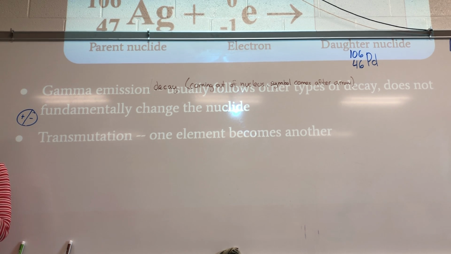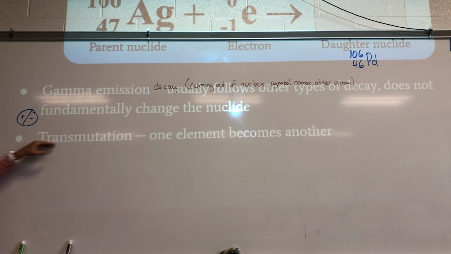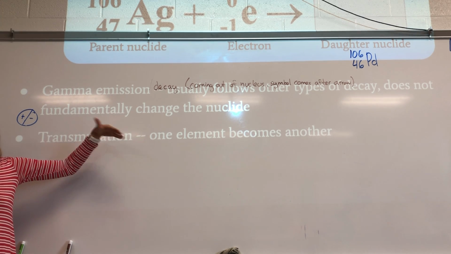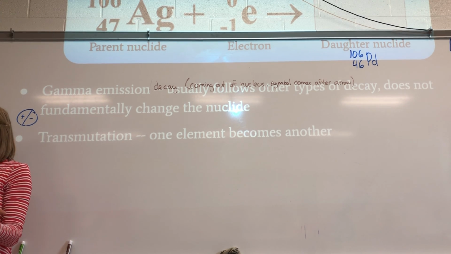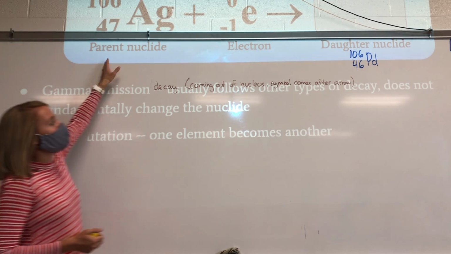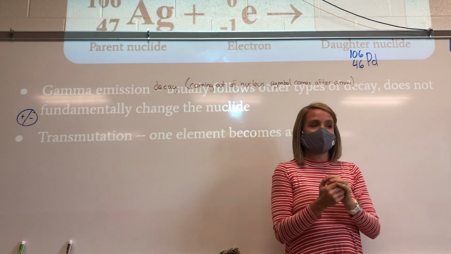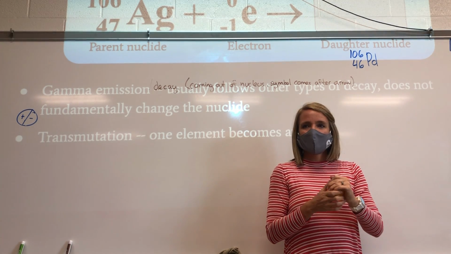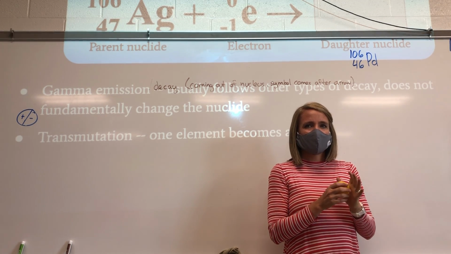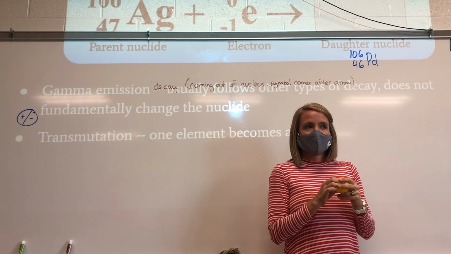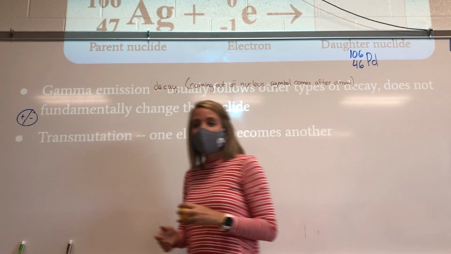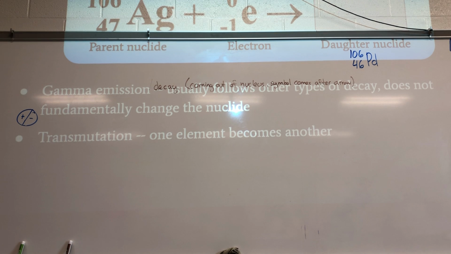Another vocabulary word, transmutation, is this process of becoming a new element. So in this case, when silver turned into palladium, that's called a transmutation because it changed into a new element. Any questions? Okay, let's practice it. Go ahead and turn to your homework packet for me.